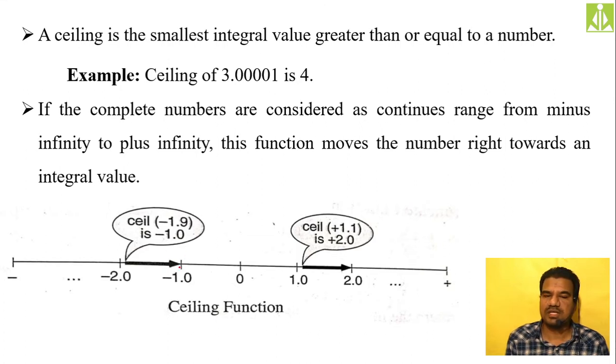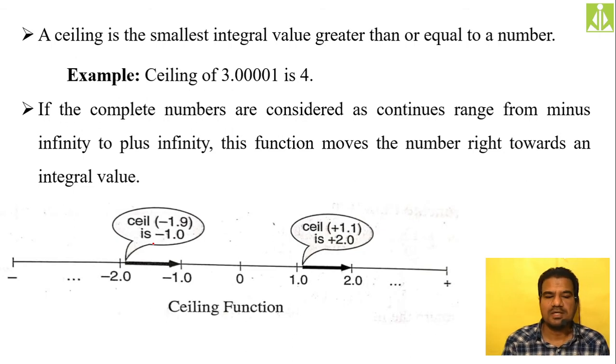From the nearest integral value, or smallest integral value we can say. Likewise, ceiling of minus 1.9 we got minus 1, and ceiling of plus 1.1 is again making it a round figure, 2. So always remember this one. When you draw the number line, it will take the nearest integral value in the right hand direction.